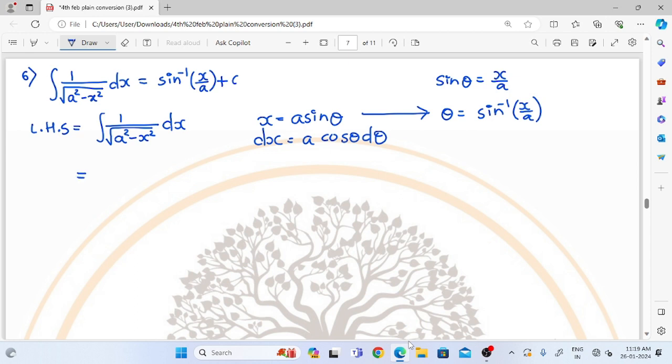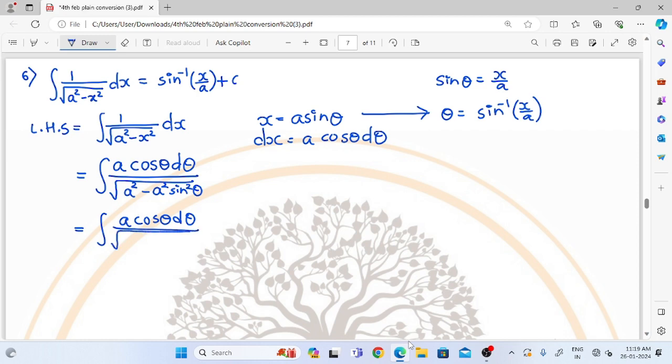So substitute this value, integration. In the numerator dx is there. dx means a cos theta d theta divided by square root of a square minus x square. So x is a sine theta, so x square will be a square sine square theta. Now again the same thing in the denominator, a square we have to take common. So a square we will take common. So inside the bracket what will remain? 1 minus sine square theta.